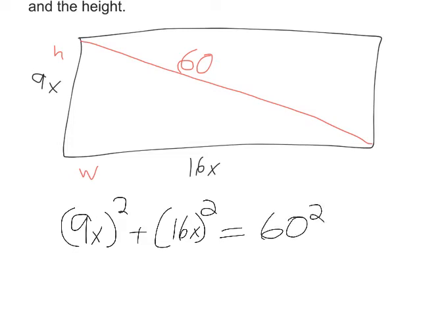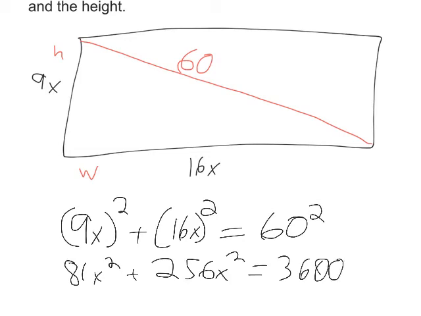Okay, we need to do a little squaring to get some of those numbers straightened out. So the (9x)^2 is just going to give you 81x^2. And 16 squared is 256x^2, and then 60 squared gives you 3,600. Okay?